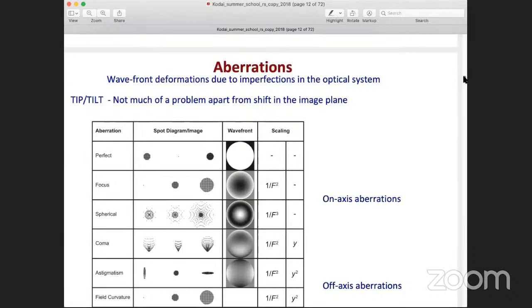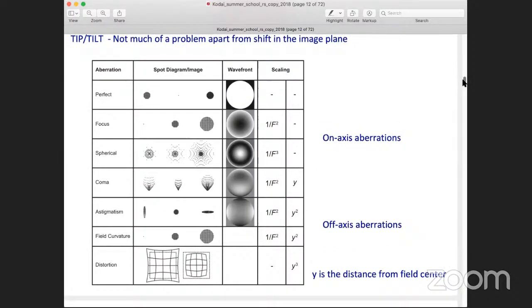The major aberration is basically something which tilts the image. This is not a major problem unless you are going for a long exposure image, because tip and tilt will only shift the image in the image plane. There are different kinds of aberrations, which I'm sure those who have done BSc and MSc physics would have gone through in school. Just a recap of that. There are two kinds of major aberration: on-axis aberration and off-axis aberration. Off-axis means slightly away from the axis of the telescope or image plane.